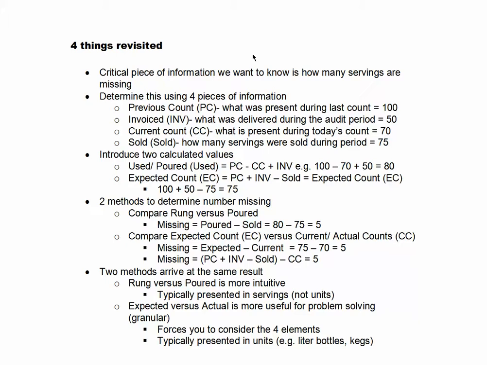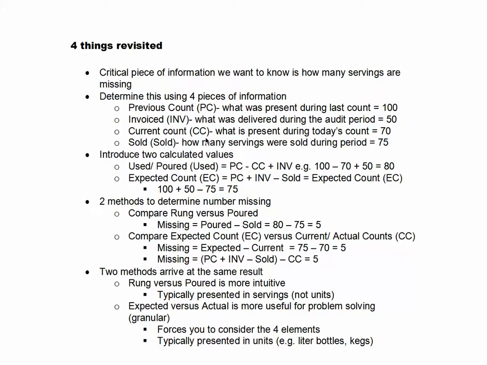So let's check back on what those four pieces of information are. As a reminder, if you know these four pieces of information about any product, you can calculate how many are missing, and that's what we do for a living. The previous count is just what was present during the last count. In this example, when we did the count last week, we found 100 bottles of Budweiser beer. The invoiced amount is how many were delivered during the audit period, and we've changed that number to 50. So we're working off a previous count of 100, with 50 delivered during the cycle.